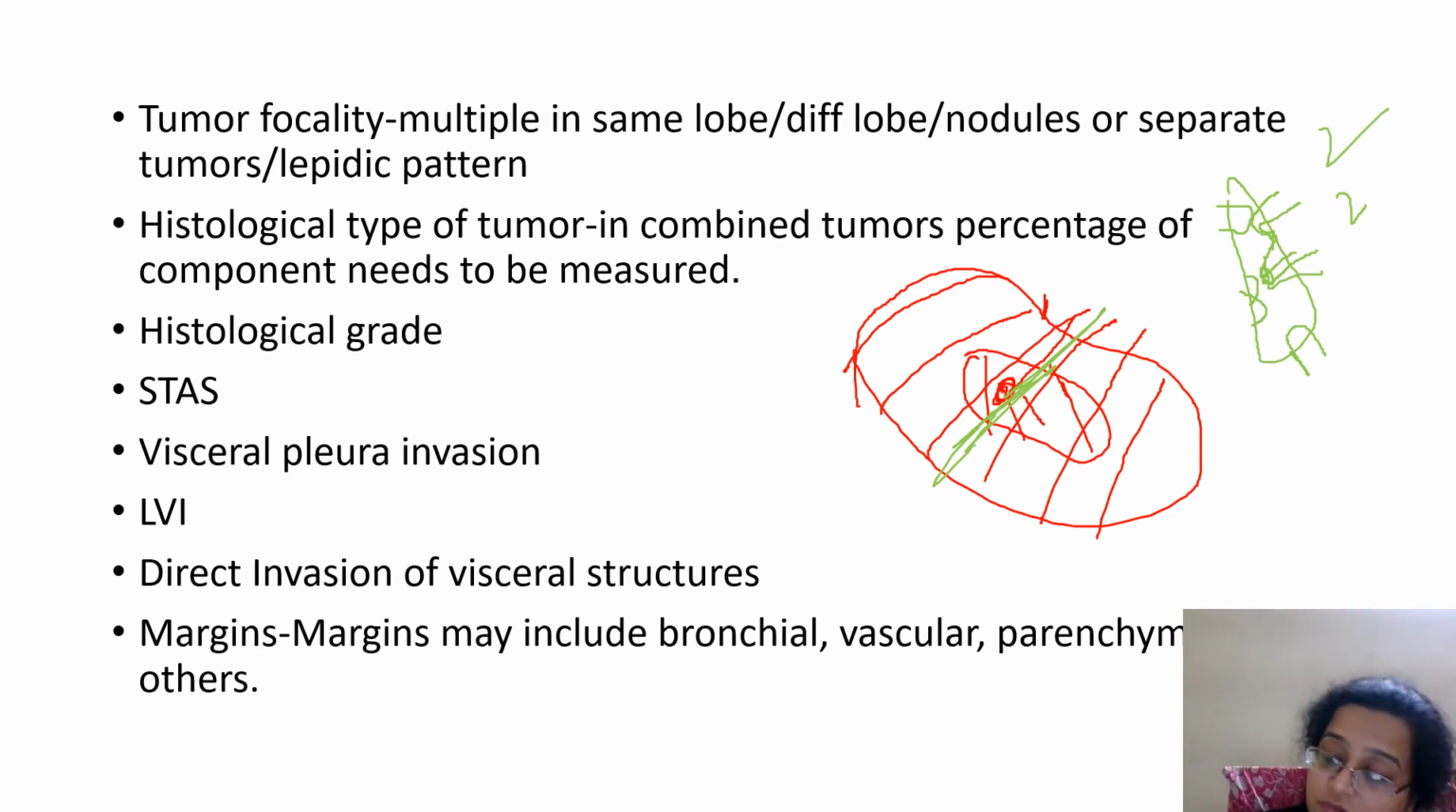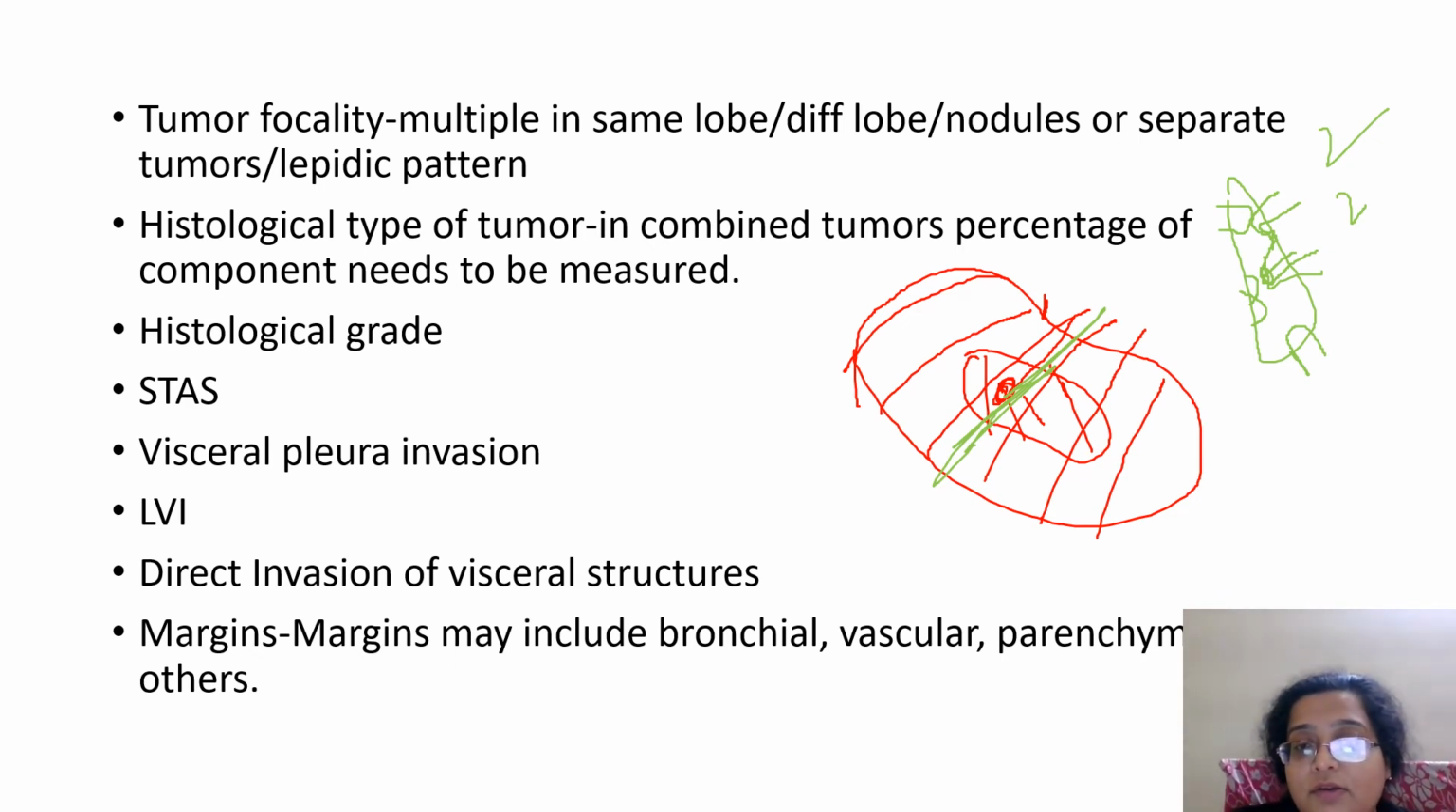Then if there's extra soft tissue available, take section from that. Any lymph nodes submitted, take section from that. Okay. So after that, once you see the microscopy, you will have to talk about the histological type. I'll take this later. Grade, STAS, any pleural invasion, any lymphovascular invasion, direct invasion, and margin.